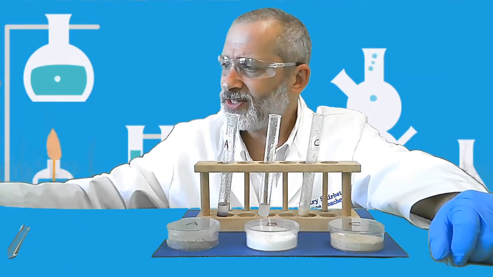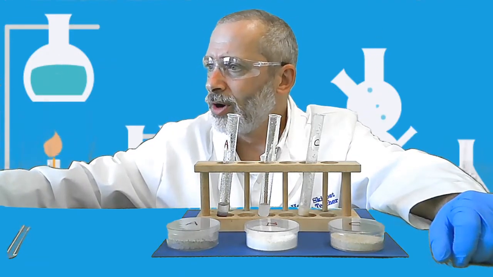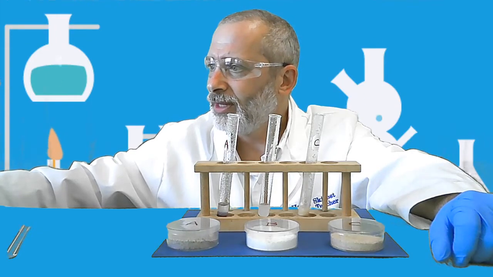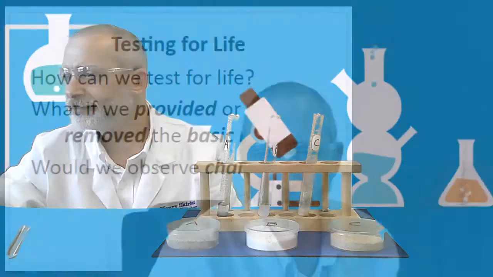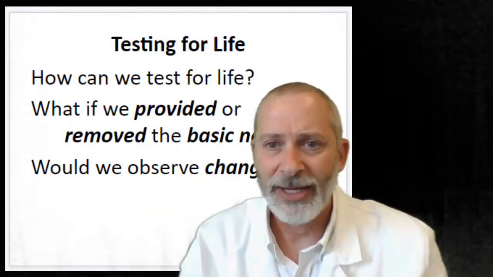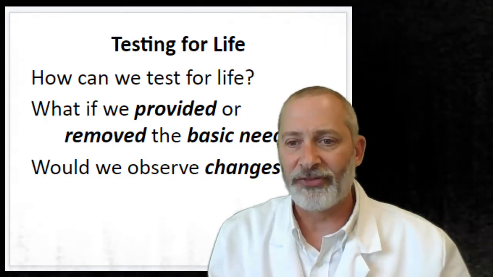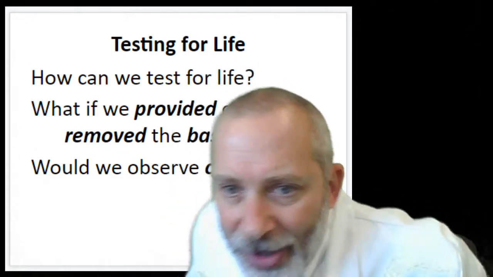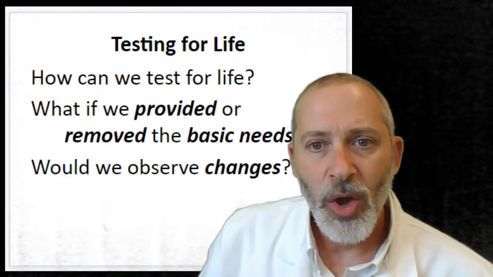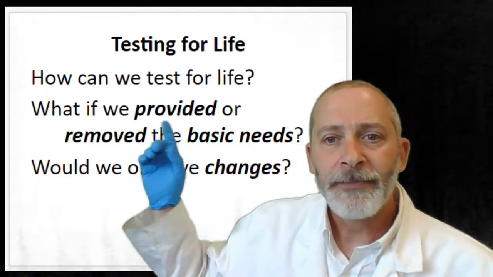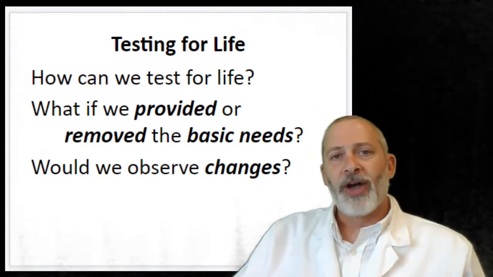So let's think about this as we go back to our lab activity. Let's go back to our lesson notes here, shall we? Let's talk about our observations. Testing for life, whether they are in a soil from Earth or a soil from another planet. What did we provide our samples? What were some of the things we provided?